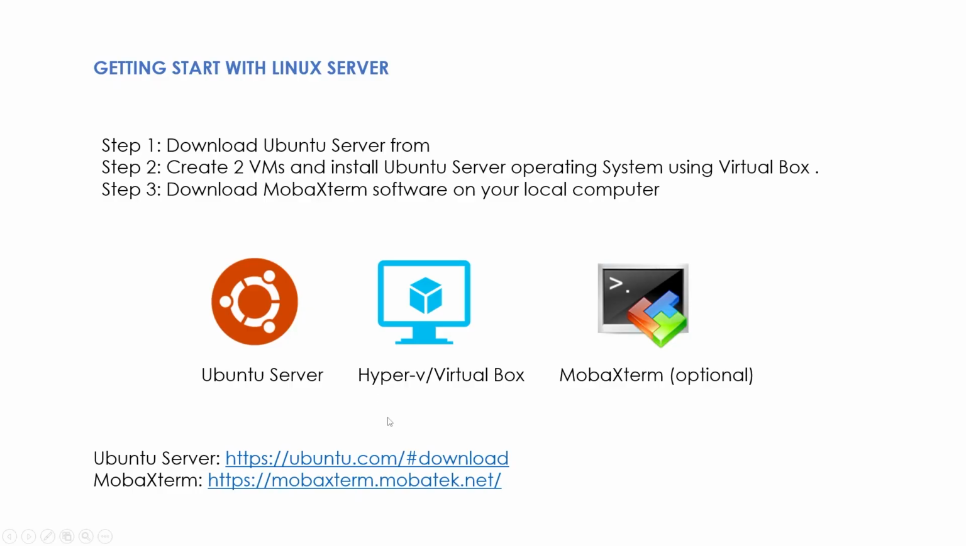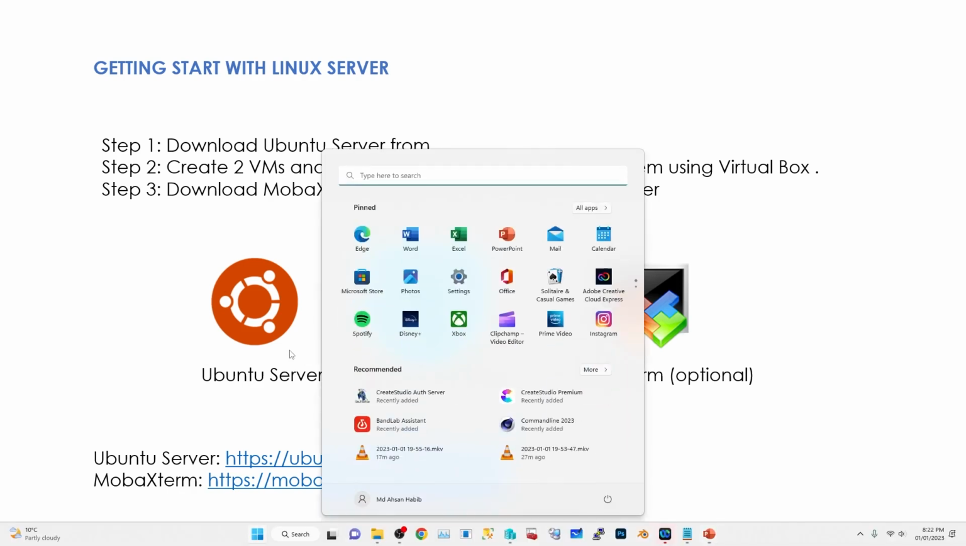And for managing Ubuntu Server, we will use MobaXterm. This is another third-party software. This is optional, but it's very useful when you navigate from one server to another server. This is very helpful. You can also use PuTTY here, that will work fine. So at first we will download Ubuntu Server. So let's do that.